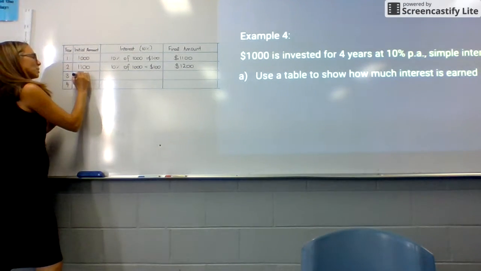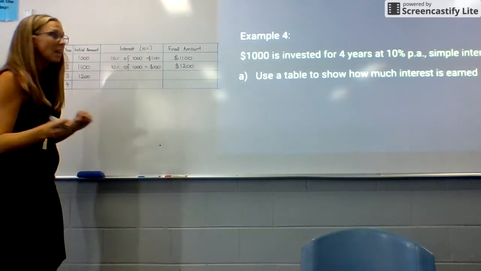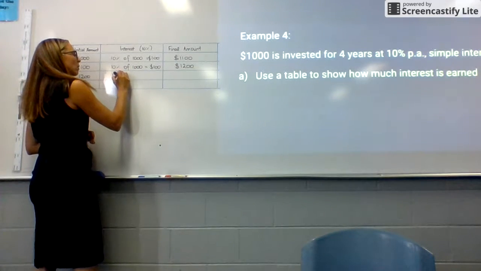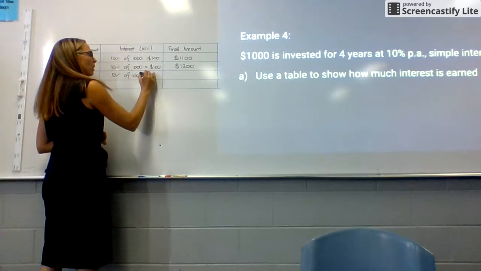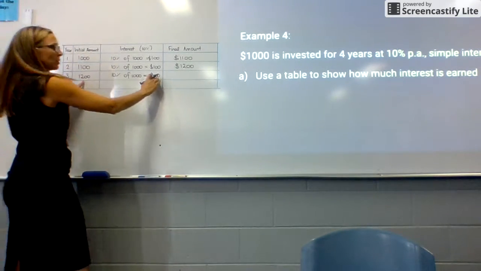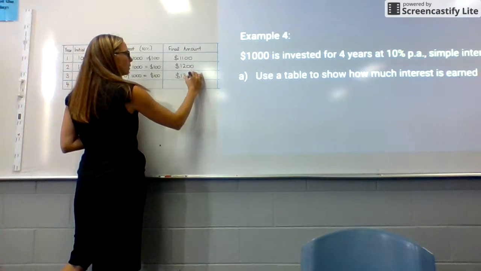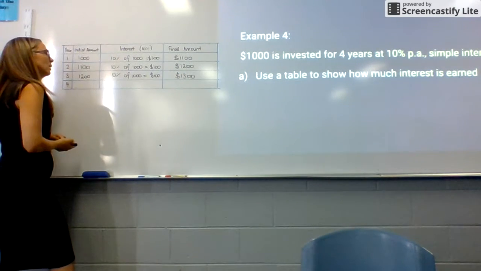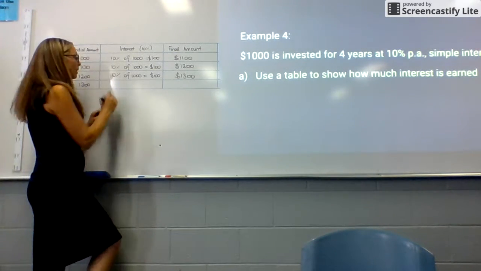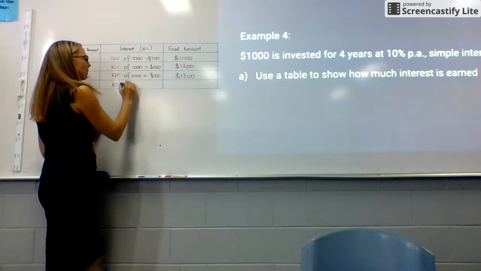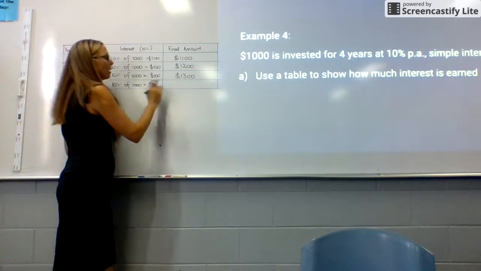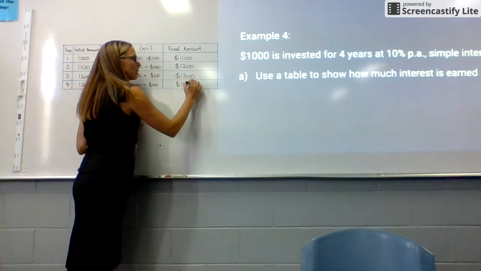At the beginning of the third year, we start with $1,200. The interest we earn, once again, is 10% of what we started with, which is equal to $100. At the end of year 3, 100 plus 1,200 is $1,300. At the beginning of the final year, we start with $1,300. As every year before it, we've got 10% of $1,000, which is $100. At the end of that final year, we add those two numbers together and we have $1,400.